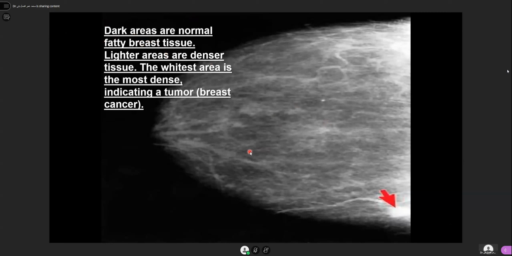Okay, all these black areas in between are normal fatty breast tissue. Lighter areas are denser tissue, like the fibroglandular tissue. You can see these are the ducts, and all these white areas are fibroglandular tissue. And if you find any very white, very bright area like this, then this can be due to breast cancer. We will later discuss the different radiological features of benign breast cancer and malignant breast cancer.